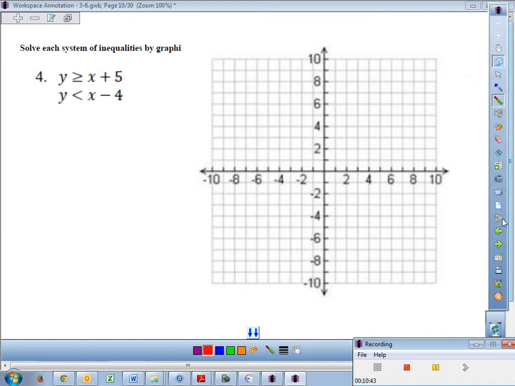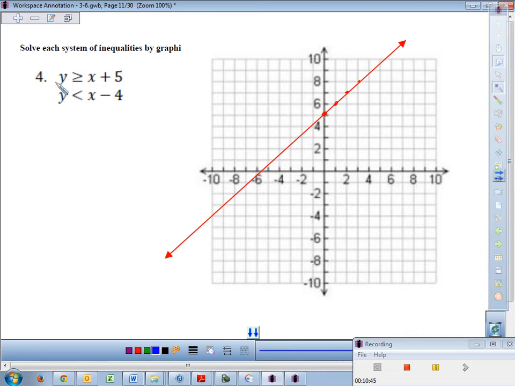If you graph the first one, you'd start out at a y-intercept of 5. Slope is 1, so boom, boom, boom. That'd be a solid line that you'd graph also. And where would you shade on the first one? Where would you shade if we get the right? Above it. All right, so that's a little bit up here.